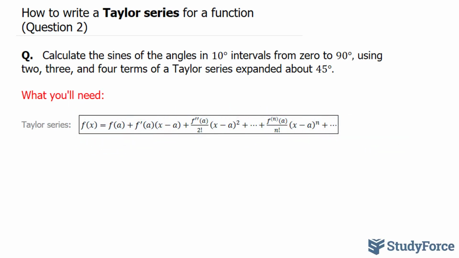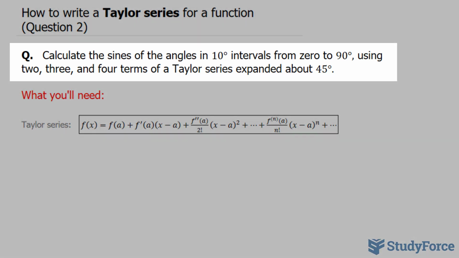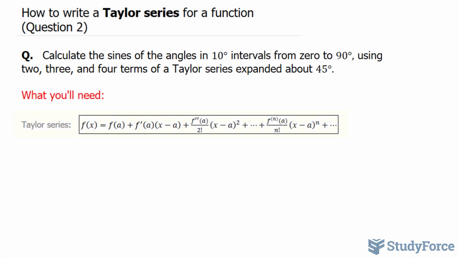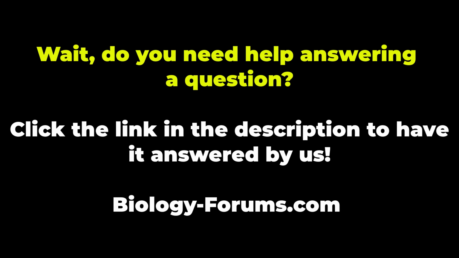In this video, I'll show you how to write a Taylor series for a function. This is question number 2. The question reads, calculate the sine of the angles in 10-degree intervals from 0 to 90 degrees using 2, 3, and 4 terms of a Taylor series expanded about 45 degrees. According to this formula here, this is how you write a Taylor series, and they're asking us to expand about 45 degrees. So, our a value in this example is equal to 45 degrees.